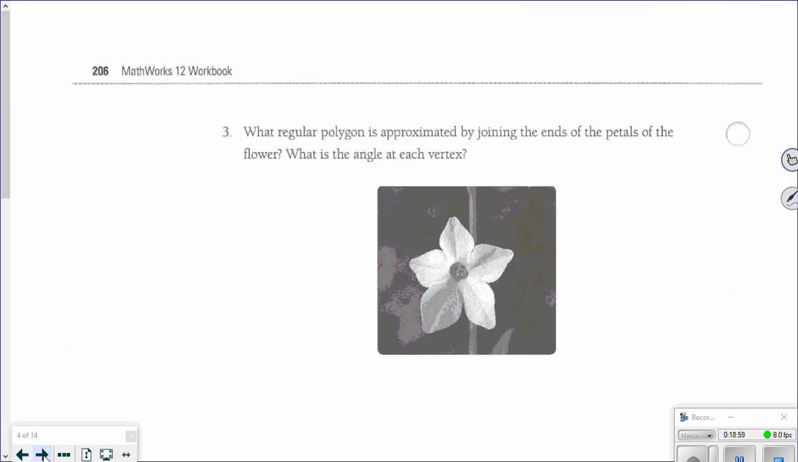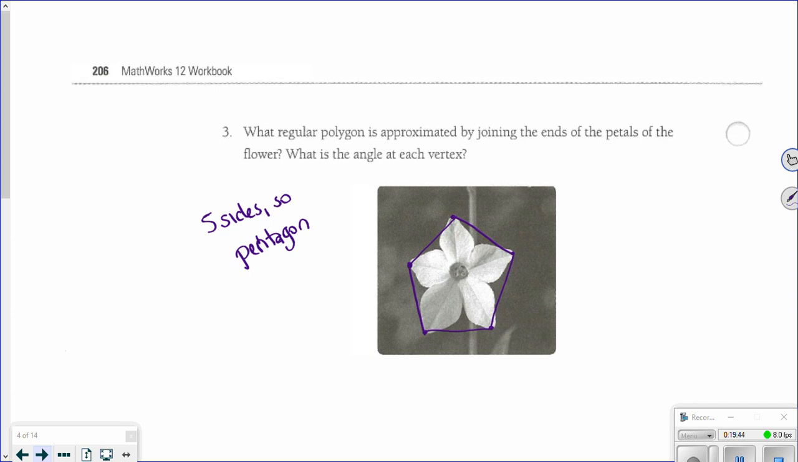The next question says, what regular polygon is approximated by joining the ends of the petals of the flower? What is the angle of each vertex? So first of all, we need to draw the polygon by attaching the ends of the petals of the flower. So the end to end, five-sided shape. They're approximately equal. This thing is 5 sides, which means it's a pentagon.